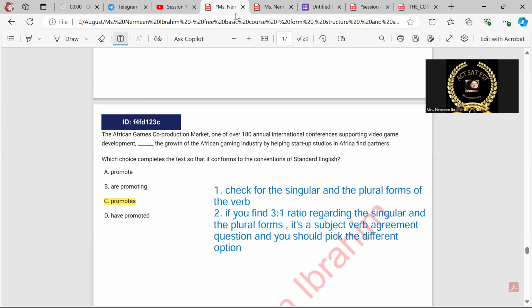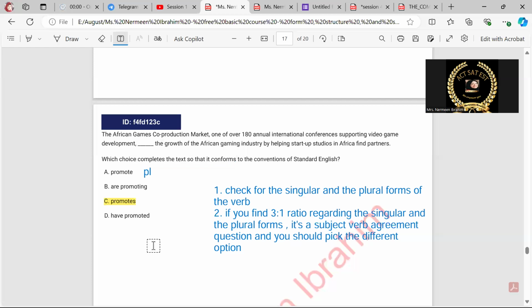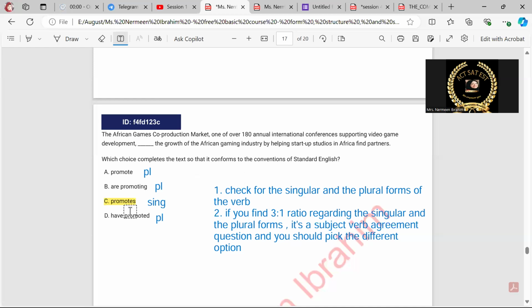Are you still with me? Yes, dear. Okay. Now, promote, is it plural or singular? Plural. We say they promote, right? So we use the 3-to-1 rule, the 3-to-1 ratio or the 3-to-1 hack. Are is definitely for plural. Have promoted, that's plural as well. But promotes is singular. This means that it's a main verb for a singular subject, right? But let's check whether we might be mistaken, right or wrong?